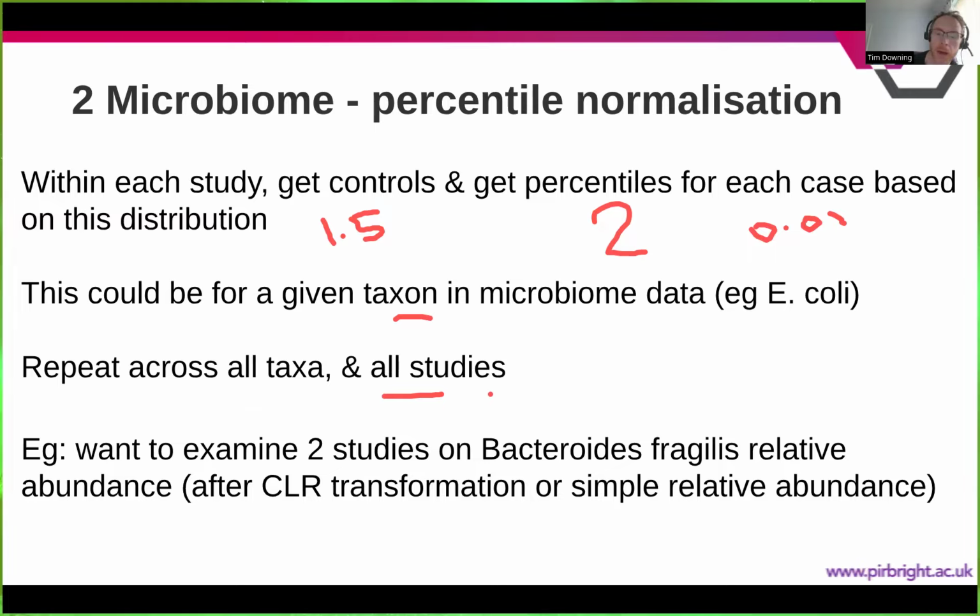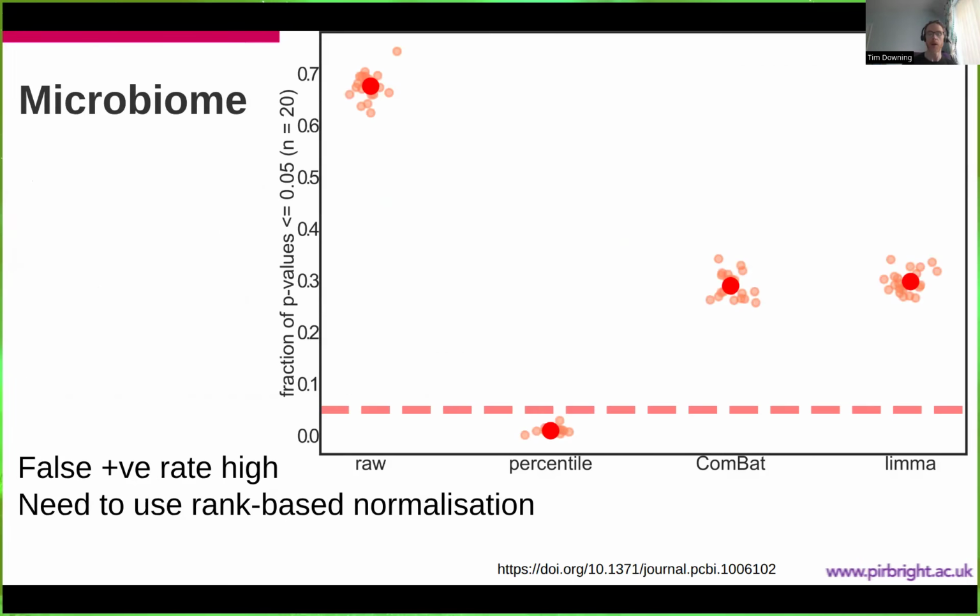An example of this would be that we want to compare, I don't know, the relative abundance of Bacteroides fragilis after CLR transformation or using the relative abundance. So what is useful about percentile normalization is if you take the raw abundances, our rate of false positives will be very, very high, and this is a bad idea.